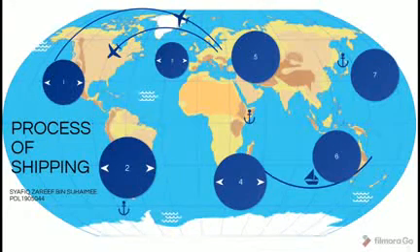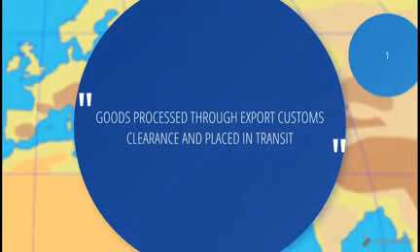Okay, the next point is goods are processed through export customs clearance and placed in transit. Prior to the departure, the goods will be processed through export customs clearance. This is where all the documentation is reviewed and checked by the government agencies. The full container load is where the shipment of one buyer takes up a full container. Generally, a buyer will take up a container to deliver their goods.